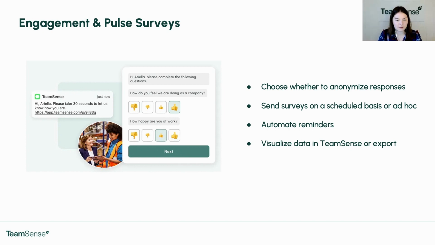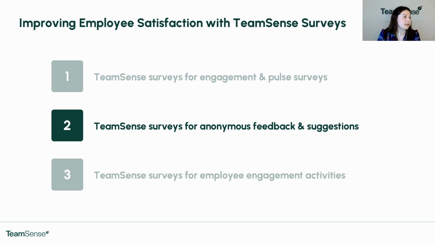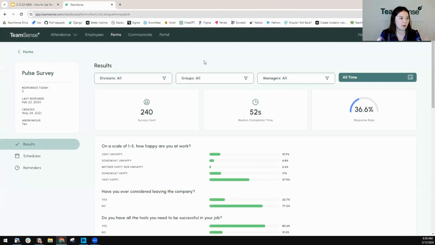So I'm actually going to share what this looks like a little bit in the product itself, because I think it gives a really good sense of what we're looking at here. This is actually an administrator's view of the product, and we're specifically in the forms tab and looking at a pulse survey. This is obviously a demo environment, so these aren't real pulse survey responses that we're looking at here. But what you would see if we were to set up a survey in TeamSense is all these analytics, right? So how many surveys have been sent? What's the typical completion time for a survey?